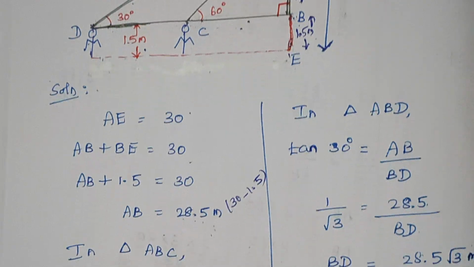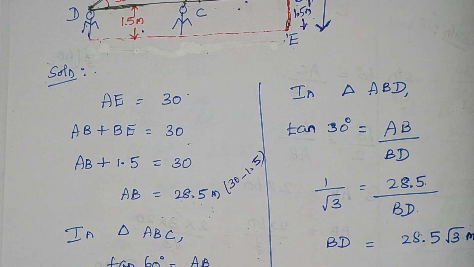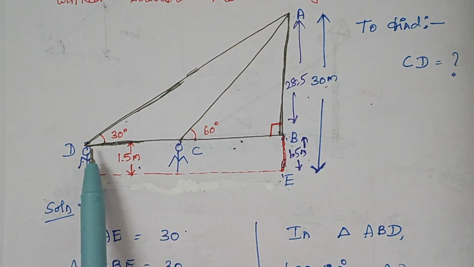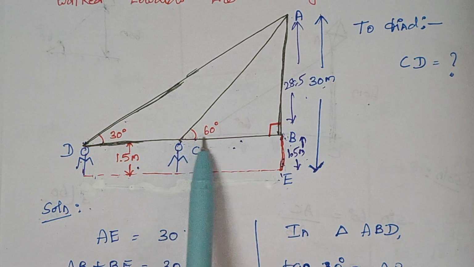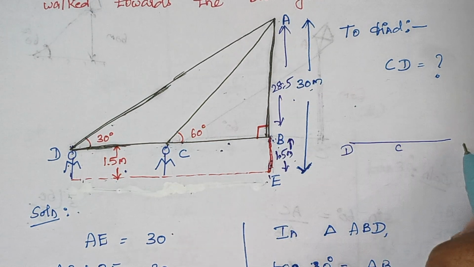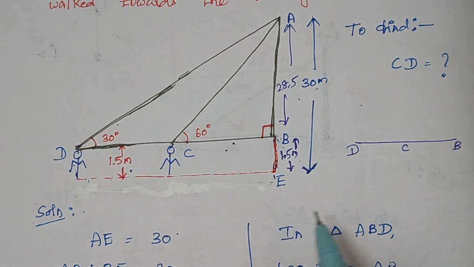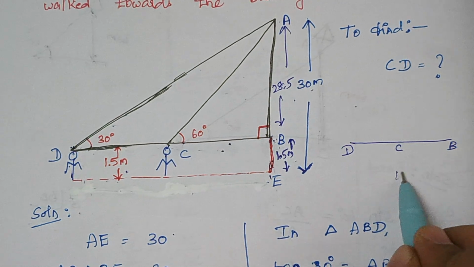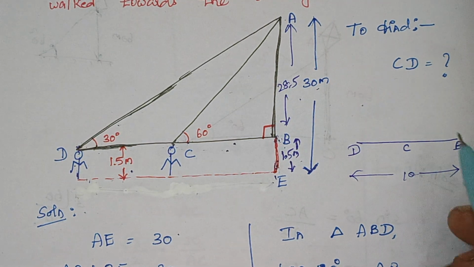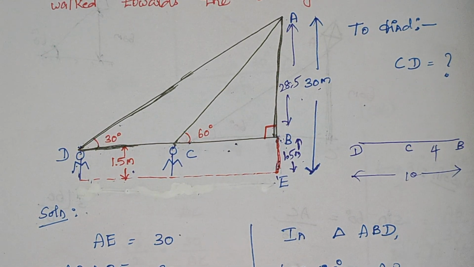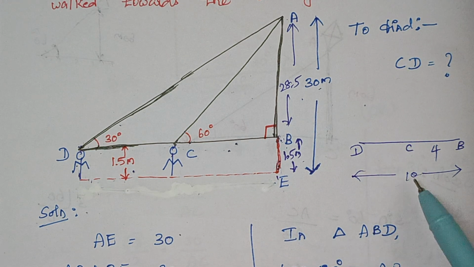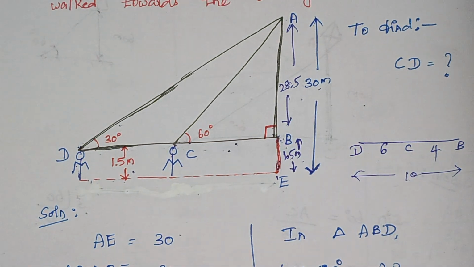Now again look at the diagram. We know the value of BD and we know the value of BC. Just to make it more familiar, I am explaining using simple things. For example, let the length of BD be 10 and the length of BC be 4. Then how can you find the value of CD? You have to subtract, right? So 10 minus 4 will give you 6.